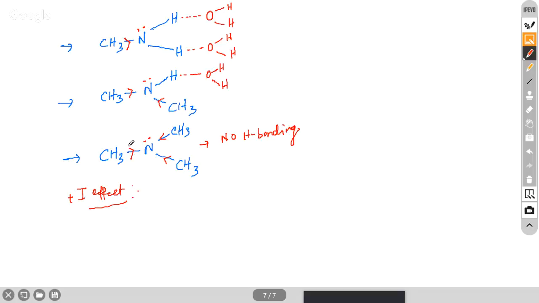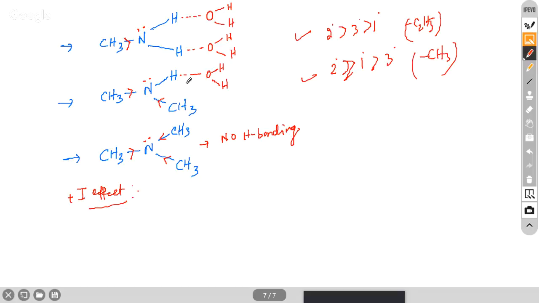So that is why the net effect of these two effects, that is plus I and steric effect, is found to be 2 degree, then 3 degree, and then 1 degree for any alkyl group like C2H5 in aqueous medium. But for CH3-like species or molecule, it is 2, 1, and 3 degree for CH3. So the net effect is found to be this, right? This is the explanation. Understood?